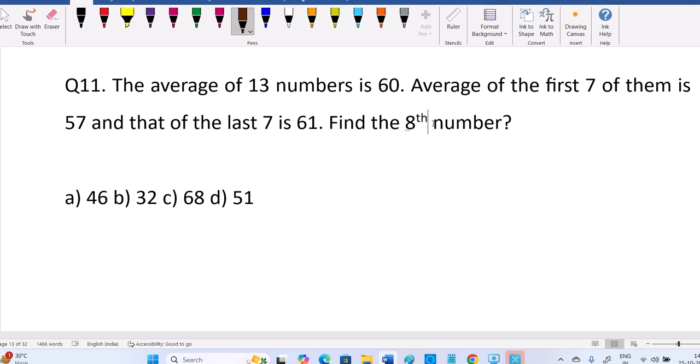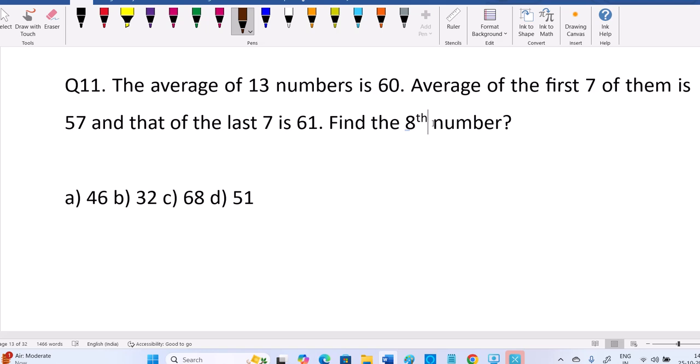Now, first 7 numbers means from where to where? 1, 2, 3, and so on. First 7 numbers means 1 to 7, among the numbers. 1, 2, 3 up to 7. Last 7 numbers means 7 to 13.